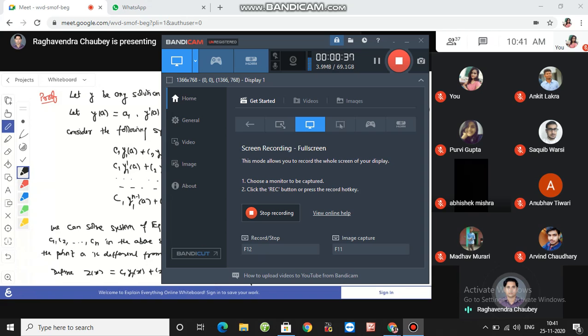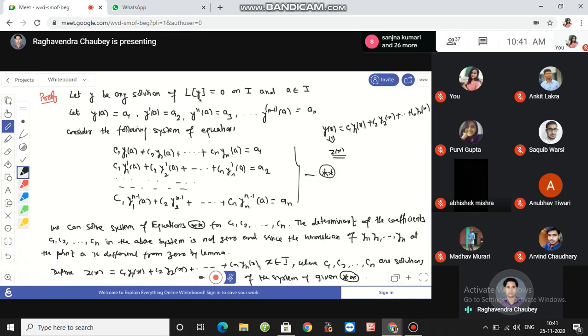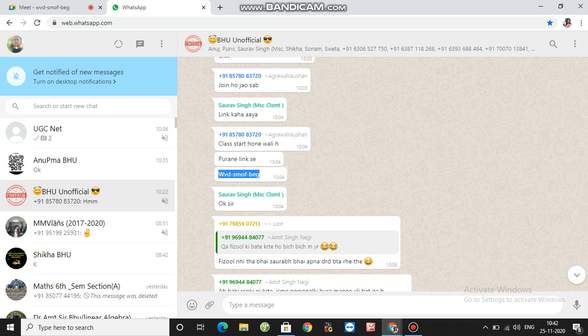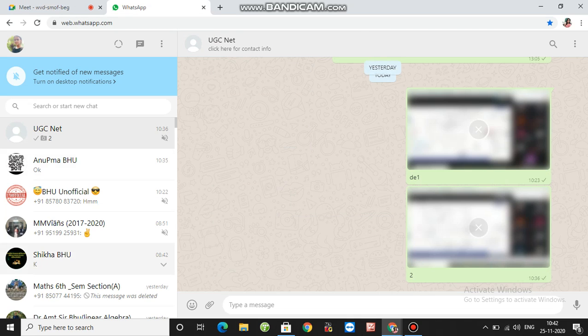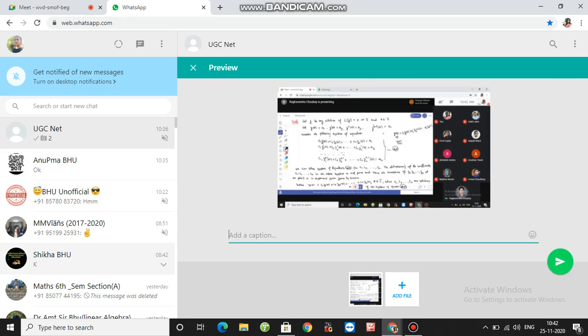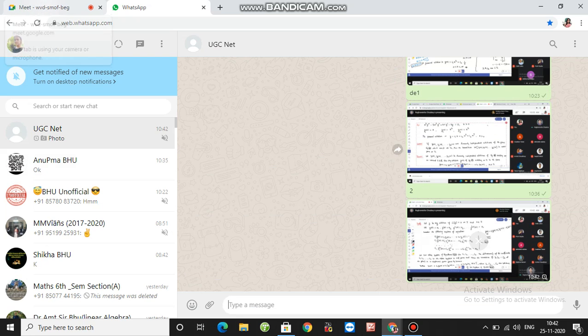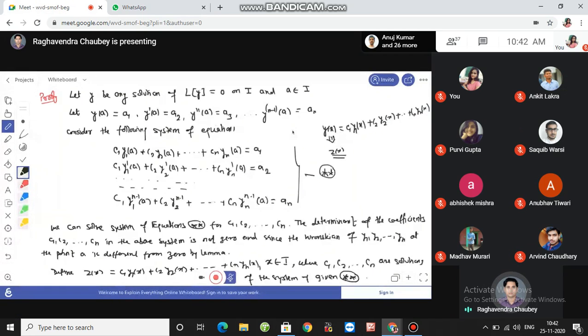Then this Z is a solution of this Ly equals to 0. And in addition, there are some initial conditions, that is y at a is c1, y dash is c2, and so on. From the uniqueness theorem, there exists one and only one solution with these initial conditions, which was already given in Monday's class.